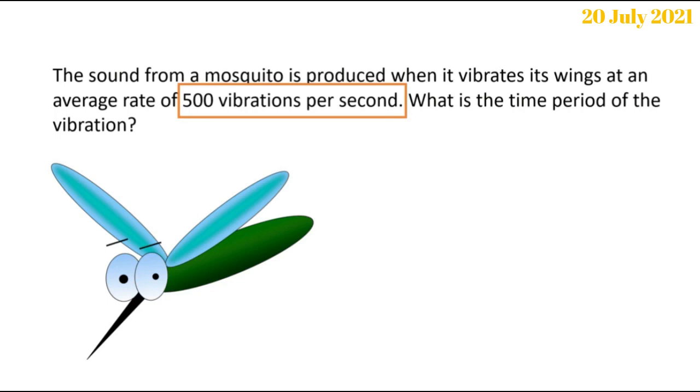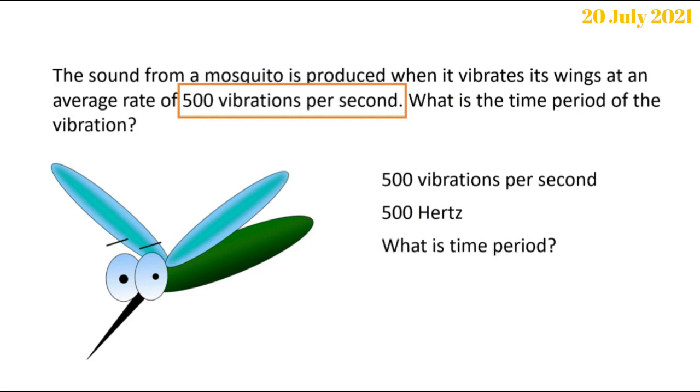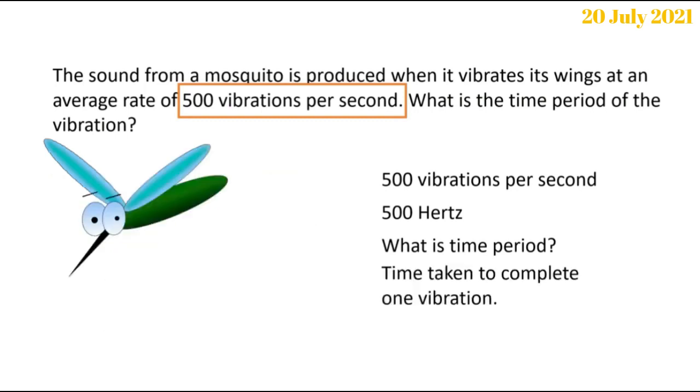What is the time period? What is asked is time period. What is given is 500 vibrations per second. What does it mean? In 1 second, 500 vibrations means it is given frequency there. 500 hertz is the frequency. And what is time period by definition then? Time taken to complete one vibration.